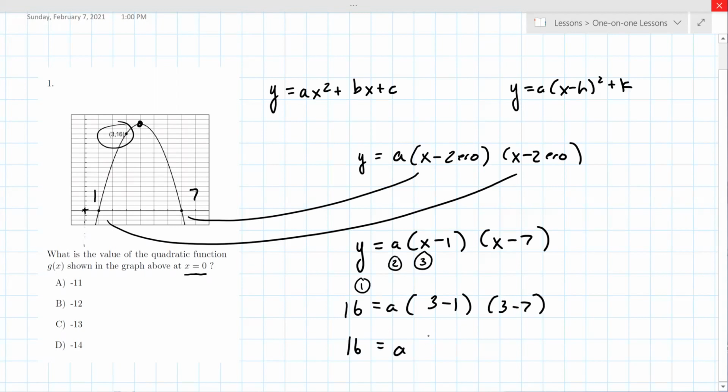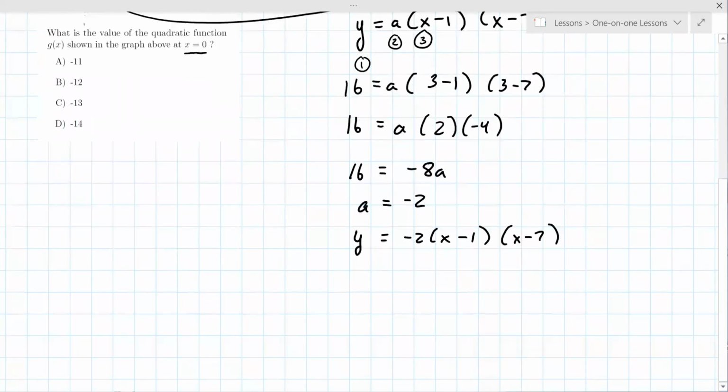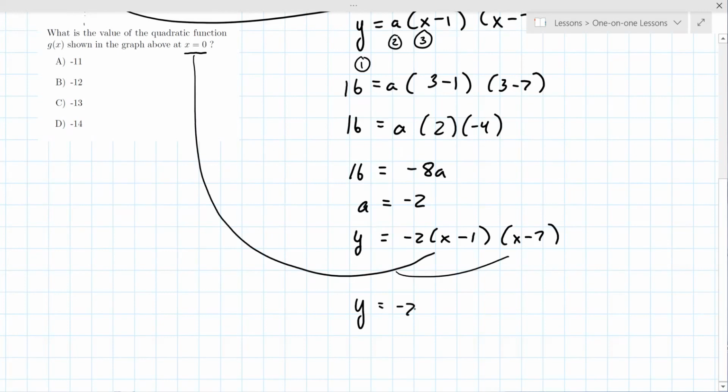So when you reduce here, you get positive 2, you get negative 4, so you get 16 equals negative 8a, a equals minus 2. And then you would rewrite the equation with that value: negative 2, x minus 1, x minus 7. The x value is at 0, so that's why it comes down into those points there. Y equals negative 2, 0 minus 1, 0 minus 7. Y equals negative 2 times negative 1 times negative 7, which is negative 14.